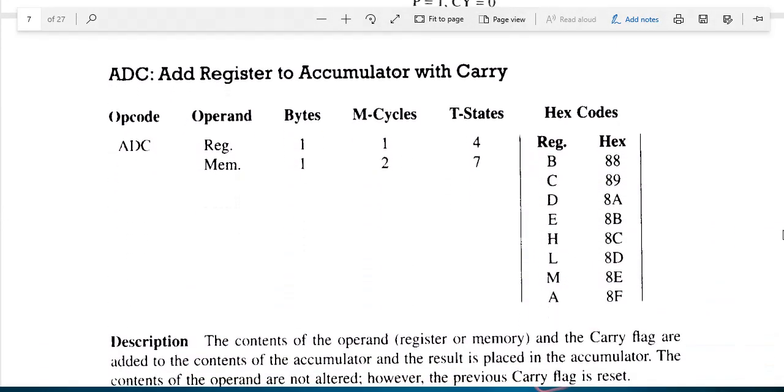The next instruction is ADC, add with carry. This means you are adding along with the carry. It has instructions of the type ADC register and ADC memory. If I write ADC B, it means A plus B along with the carry flag, and the result goes to the accumulator. So here the data is added with the source along with the carry flag.